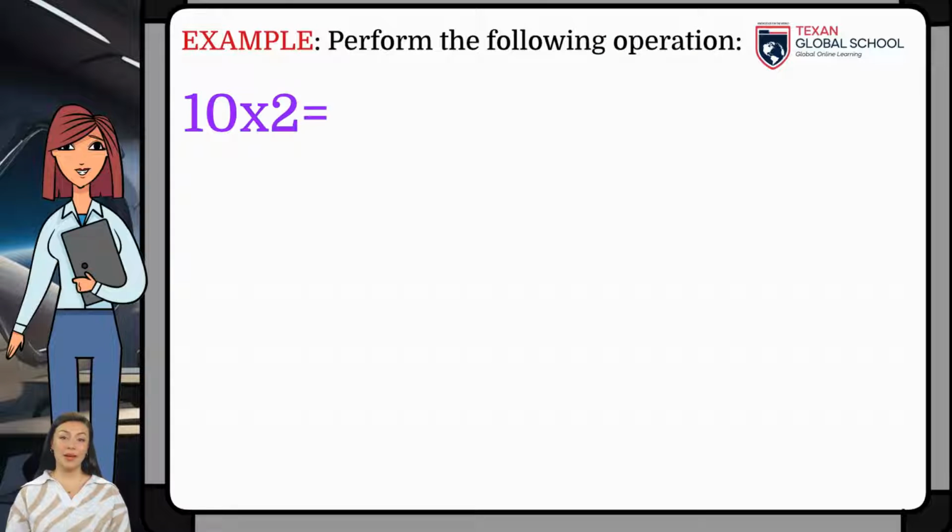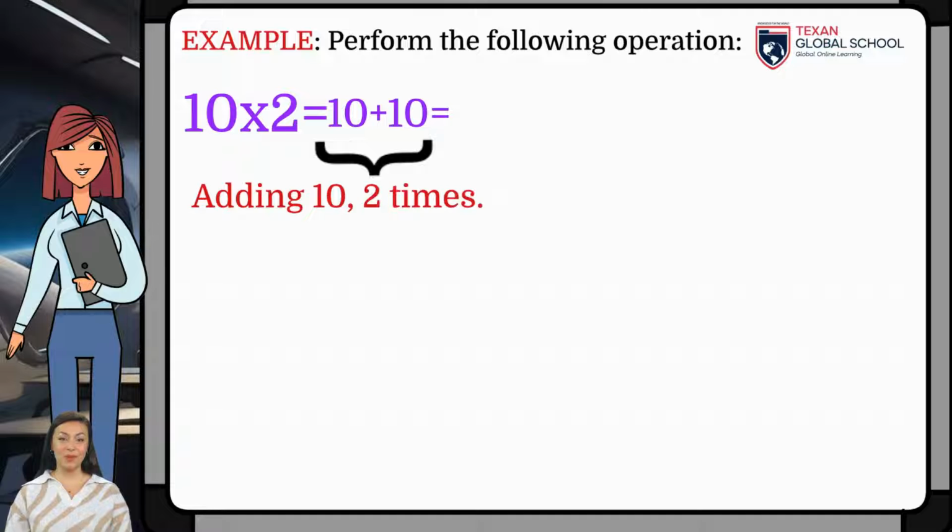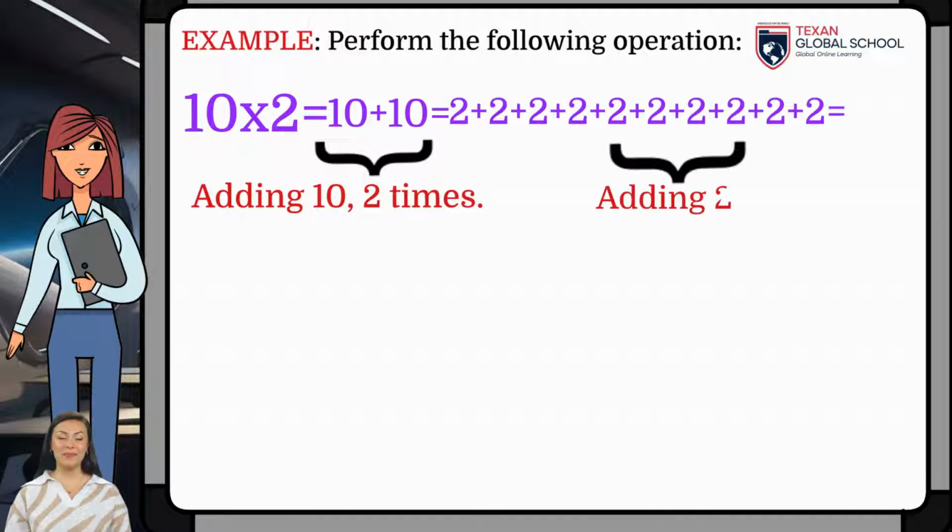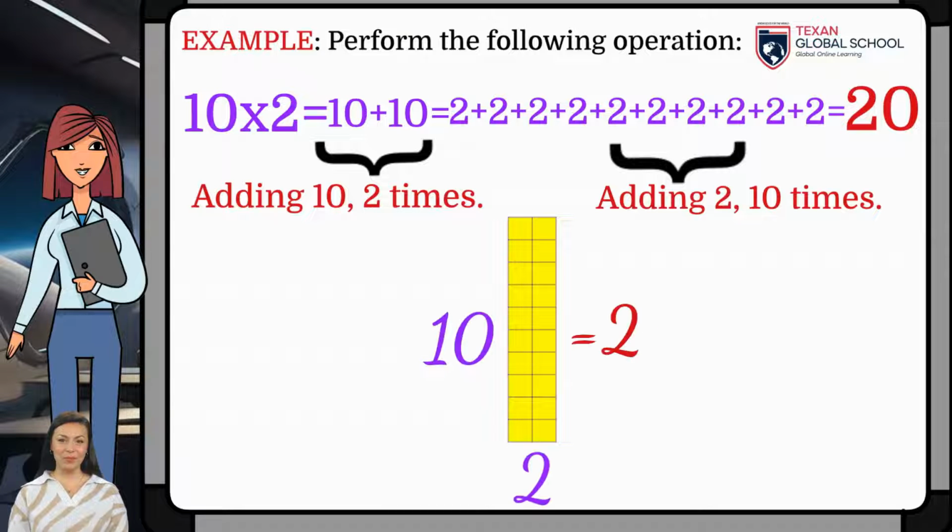If we now multiply 10 by 2, this means that we add 10 two times, or we add 2 ten times. Therefore, 10 times 2 is 20. The model represents 10 rows by 2 columns, thus having 20 squares or 20 ones. Hence, we conclude that 10 times 2 is 20.